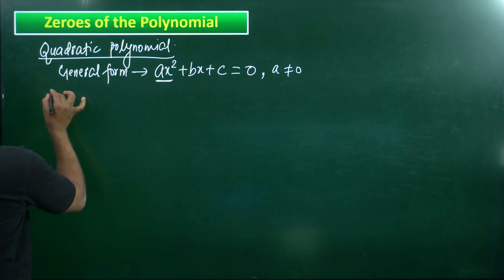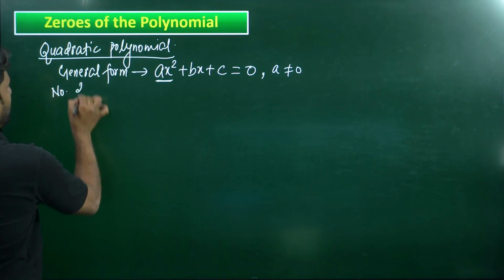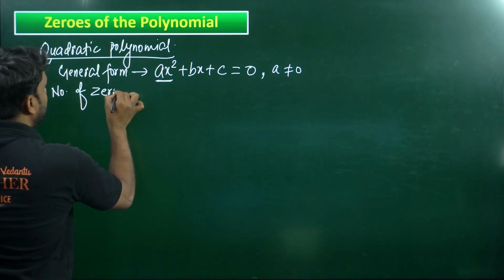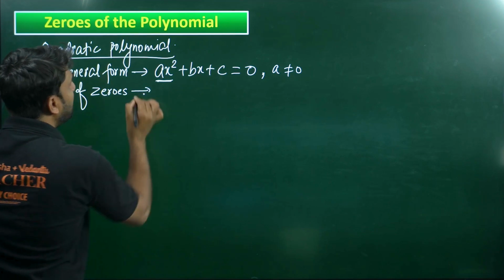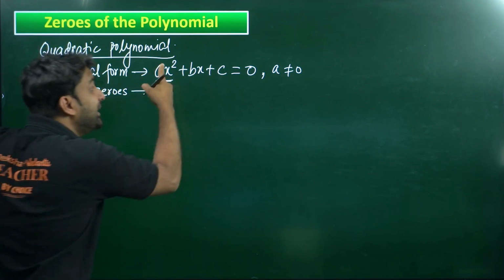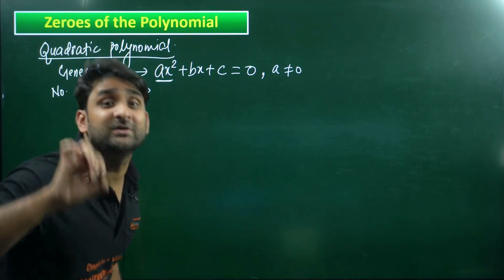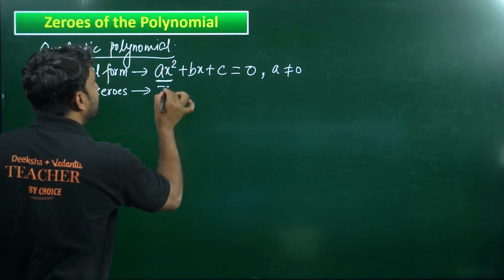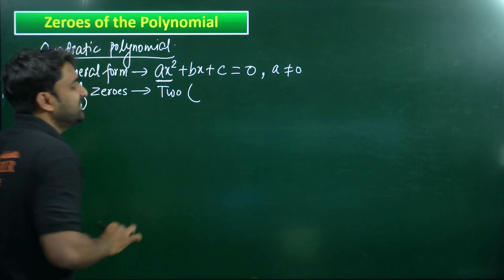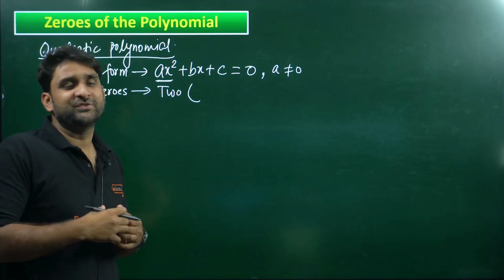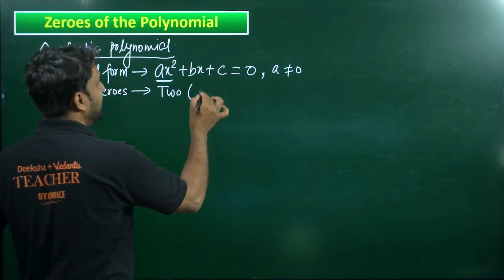How many zeros will be there? Degree decides. What is the degree? 2 is the degree. So how many zeros? 2 zeros will be there. And in mathematics, generally to denote the zeros, we use alpha and beta.